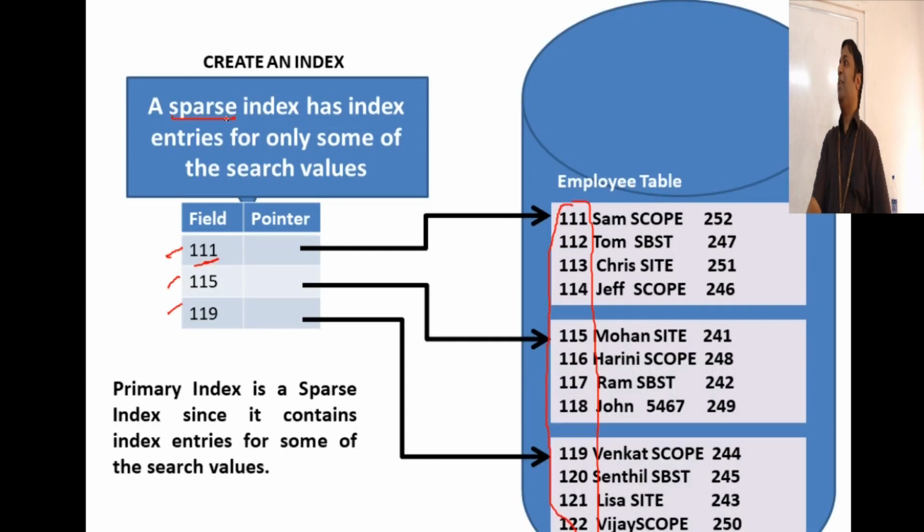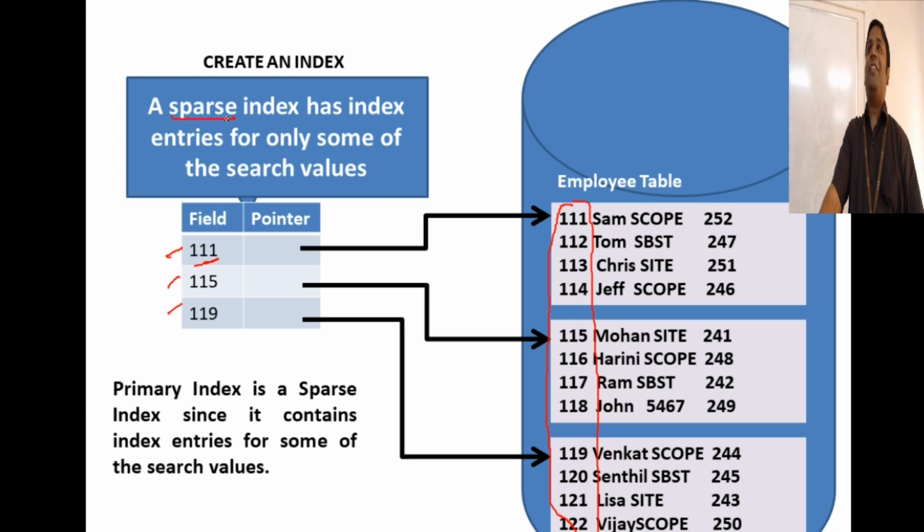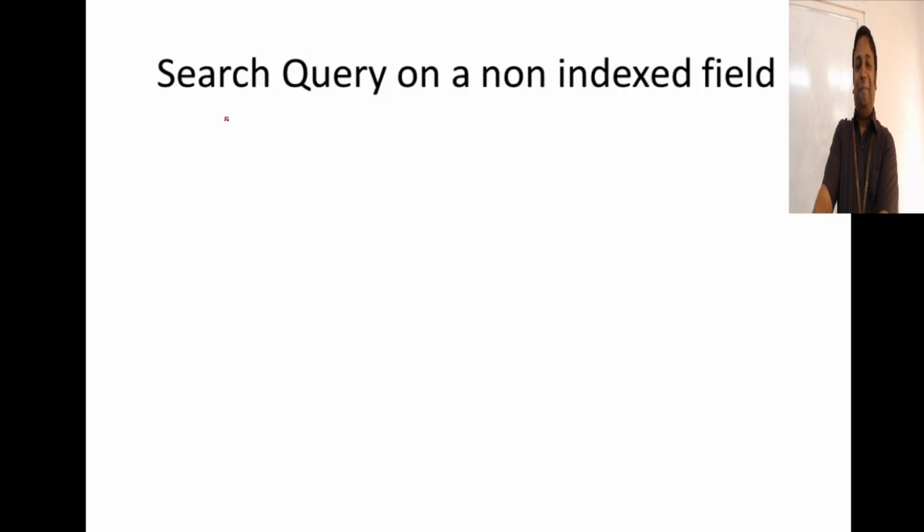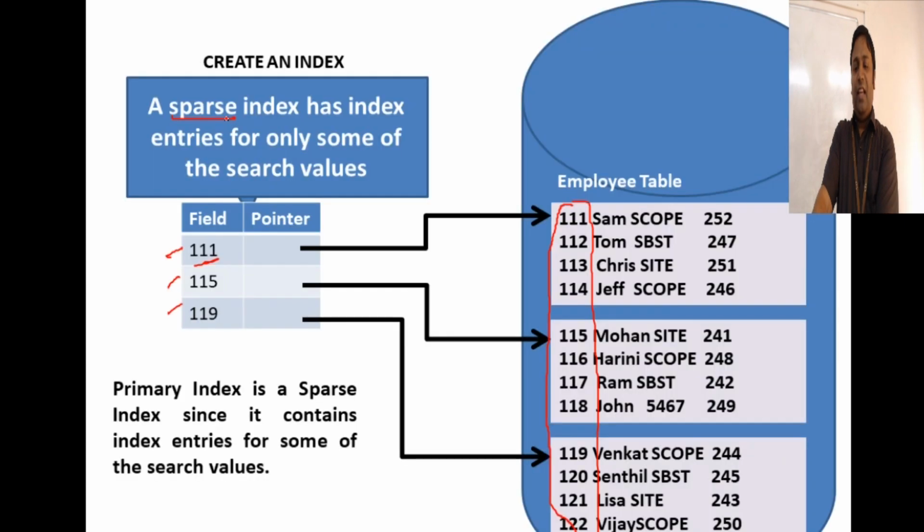Are you all clear with this primary index and what a sparse index is? How binary search on a data file is no better than binary search on an index? Okay. Now you can ask me one question. Will the search always be on the ordered key? Will I always say select star from employee where ID is equal to 121?